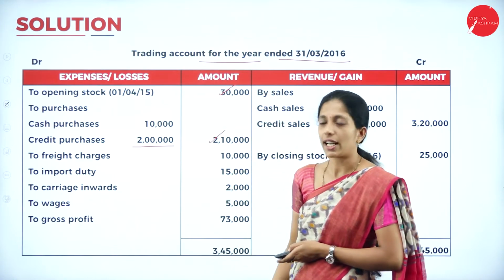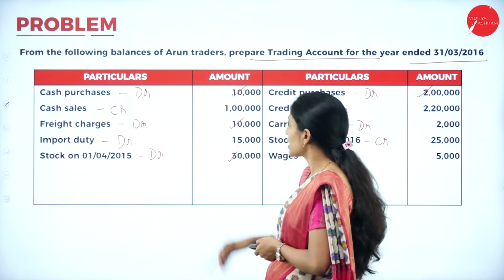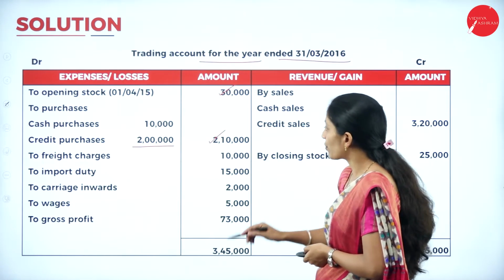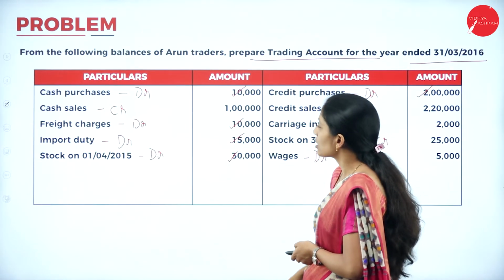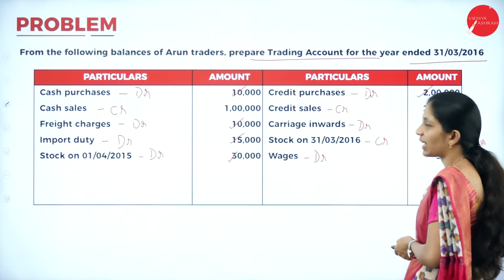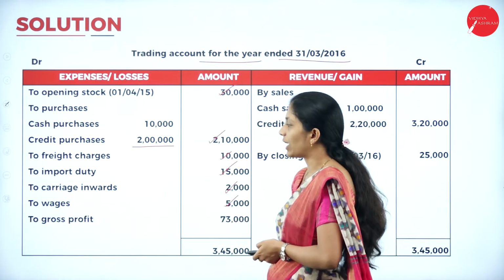Next, write all the direct expenses. So which are the direct expenses we have? Freight charges 10,000, import duty 15,000. Next, we have here carriage inwards 2,000, wages 5,000.